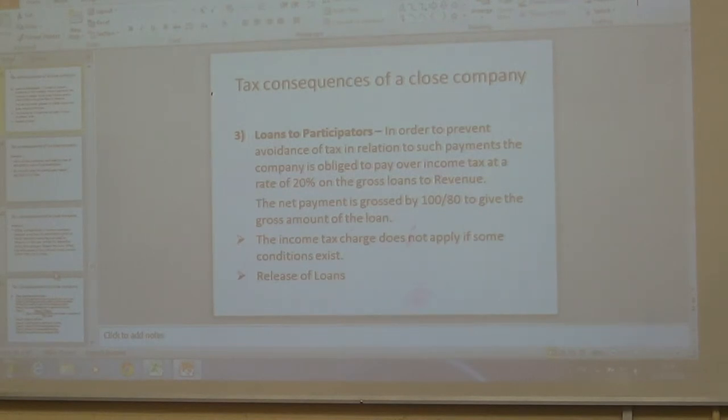Probably in a real situation, you try not to get the company to give loans to the participator. It just makes life a lot easier. Tell them, give them no loans. Take it out of the company another way. So all those three things have to be in effect for that sort of work? Yeah. Are you better to take it out of the company and pay income tax on it? You probably are better, yeah.